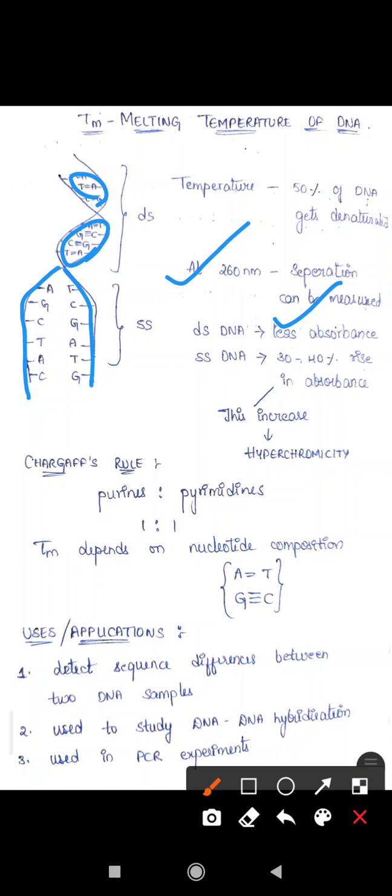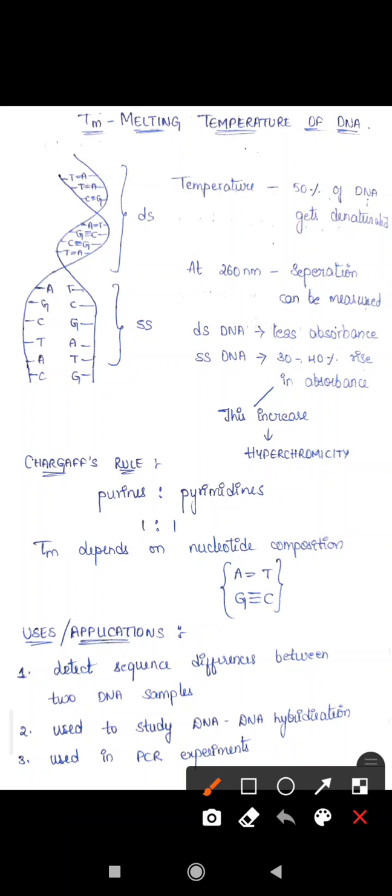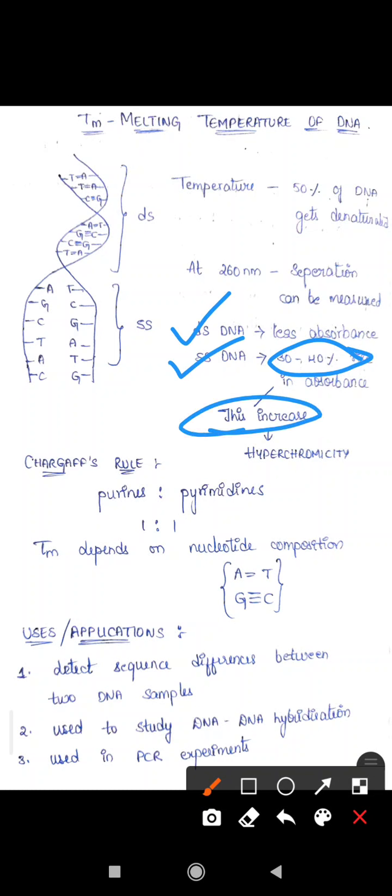Double stranded DNA will be showing less absorbance, as the bases are bonded with each other, whereas in single stranded DNA the nitrogenous bases are exposed, so it will be showing an increase in absorbance of about 30 to 40% when compared to the same double stranded DNA. This increase in the absorbance due to the melting of the DNA, we call it hyperchromicity.